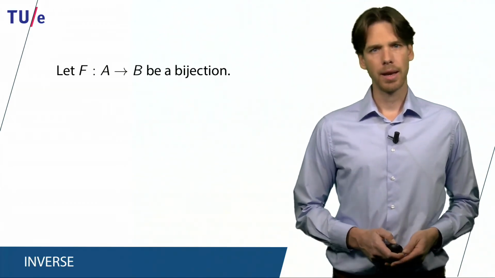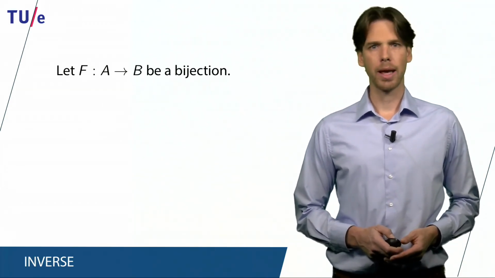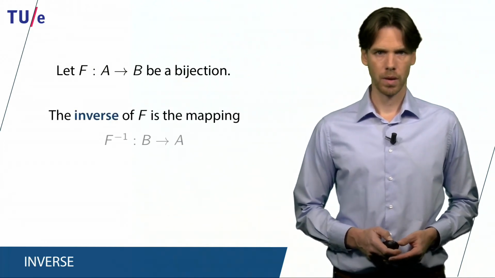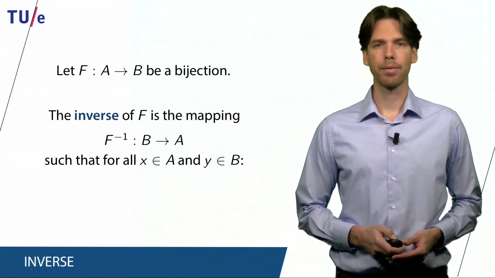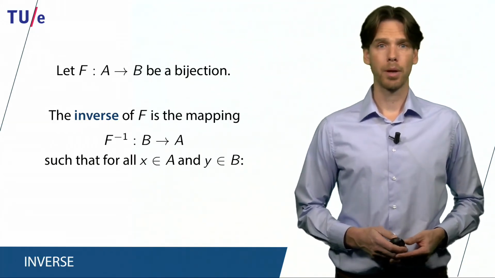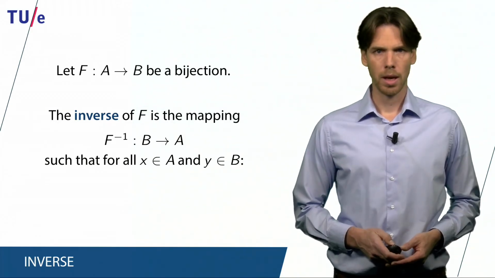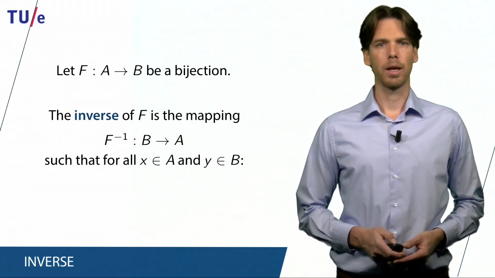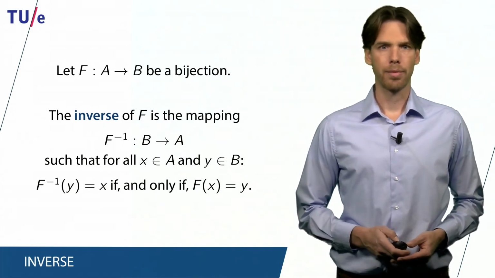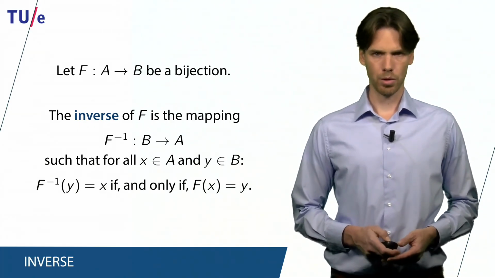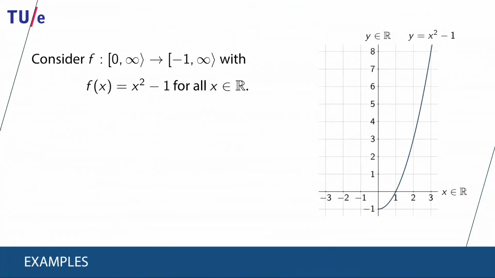We shall now state the definition of the inverse of a bijection f from A to B again, introducing special notation for it. The inverse of a bijection f from A to B is a mapping from B to A, denoted by f superscript -1, and defined for all x in A and y in B by the inverse of f applied to y is equal to x, if and only if f applied to x is equal to y.